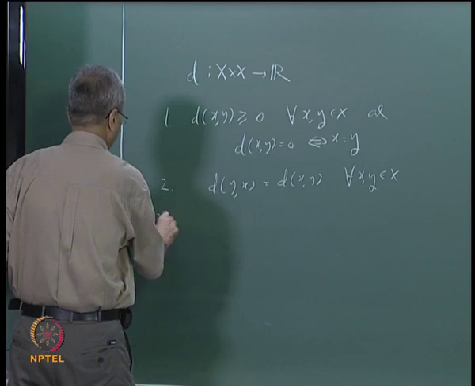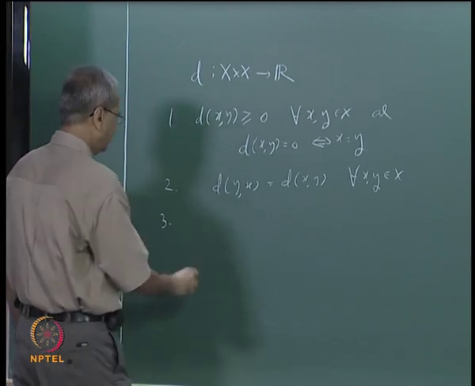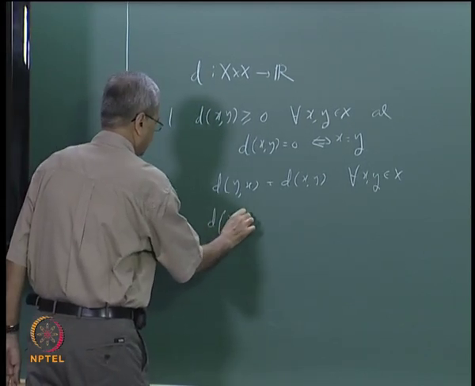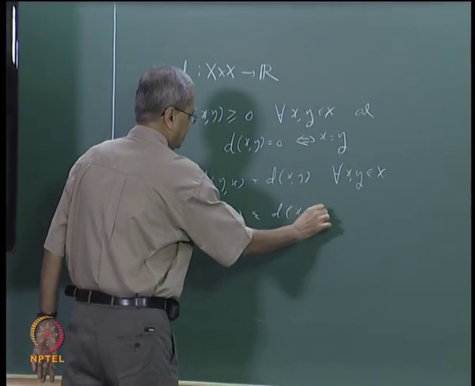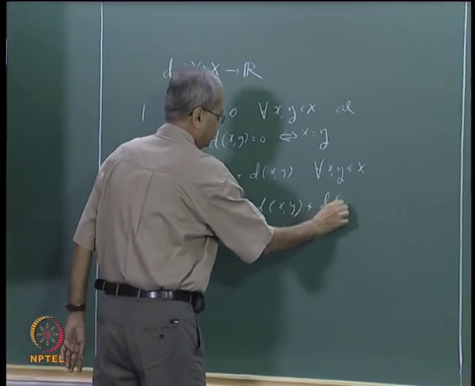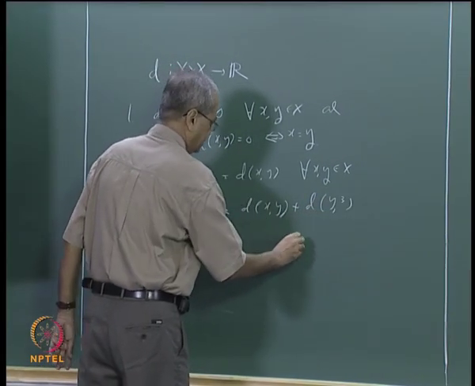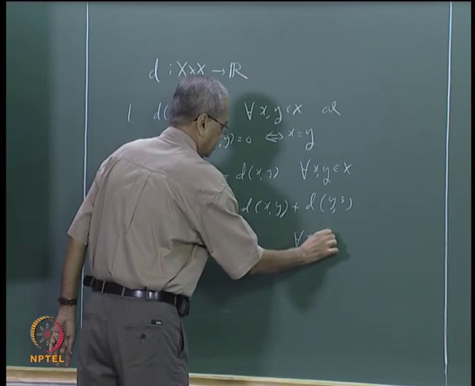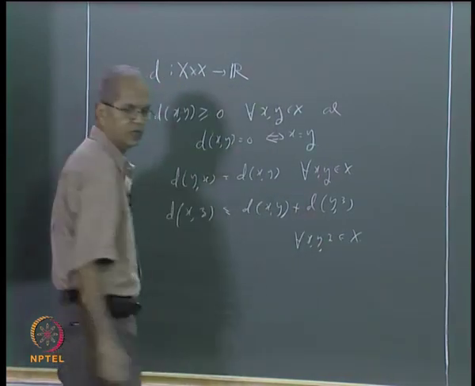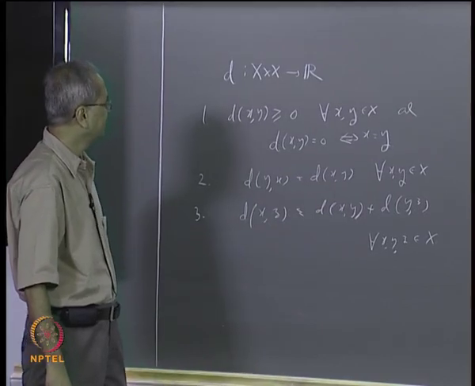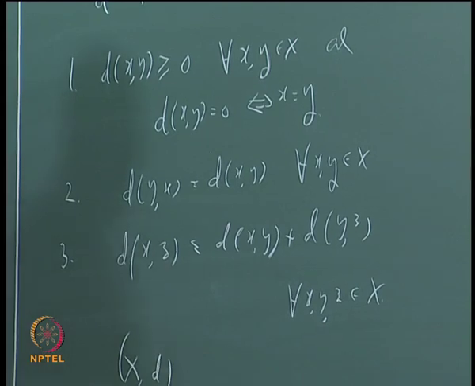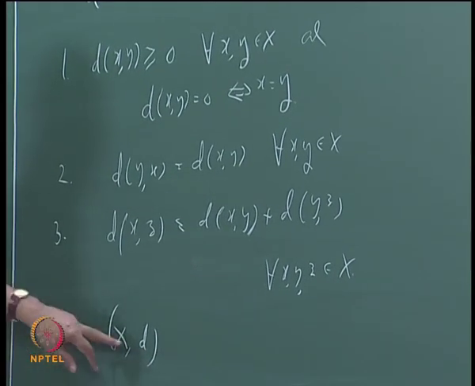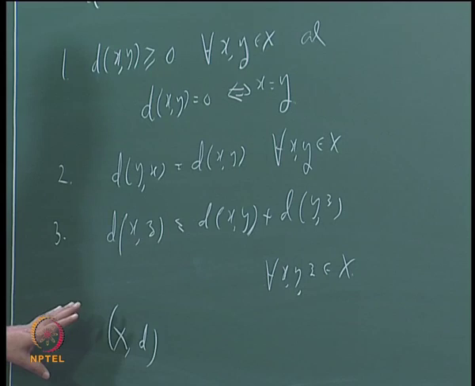And the last property, which we had called triangle inequality, that is, if you take 3 points, then the distance between x and z is less than or equal to distance between x and y plus distance between y and z for every x, y, z in X. And we had said that a metric space is a pair (X, d), where X is a non-empty set and d is a metric defined on X. Then we saw some examples of metric spaces.